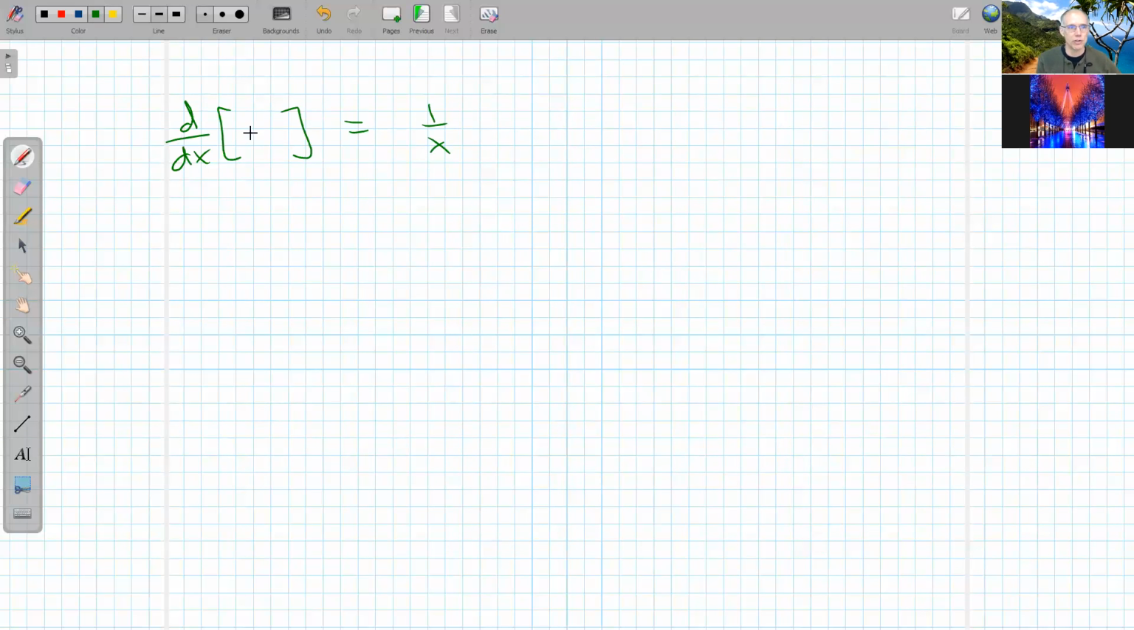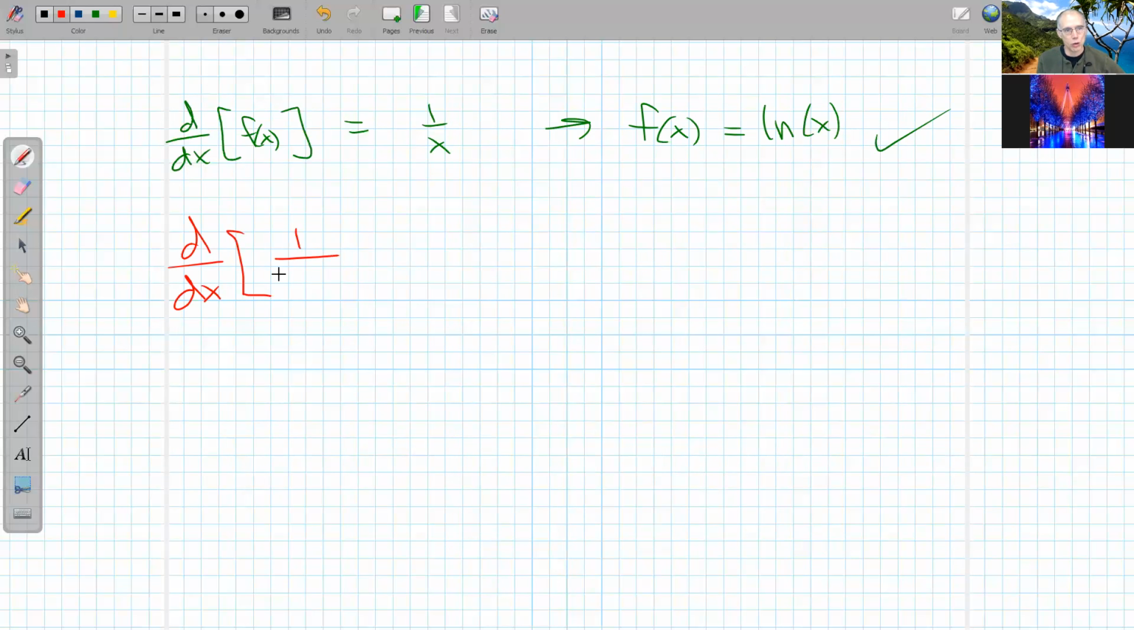What function has a derivative of 1 over x? Natural log of x. Nice, yeah. Natural log of x, its derivative is 1 over x. Check. All right. The derivative of some function is 1 over x squared plus 1.